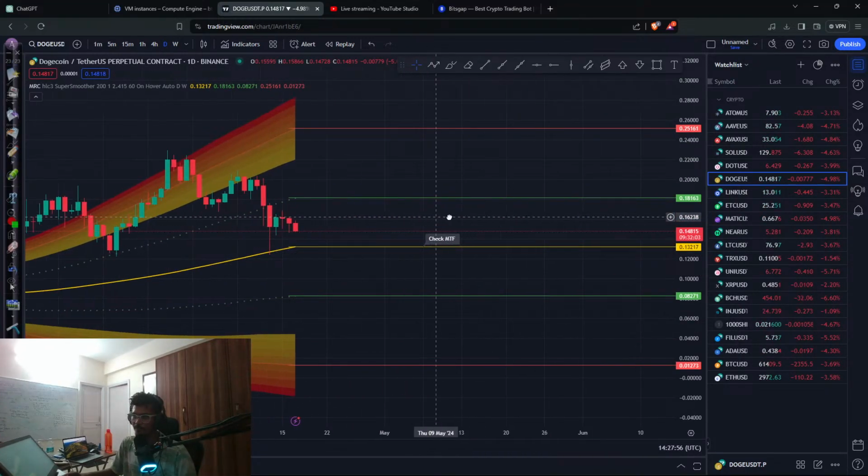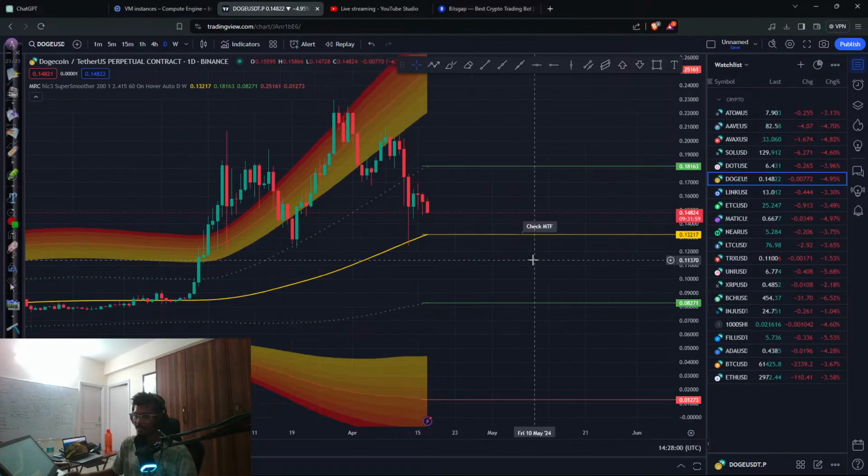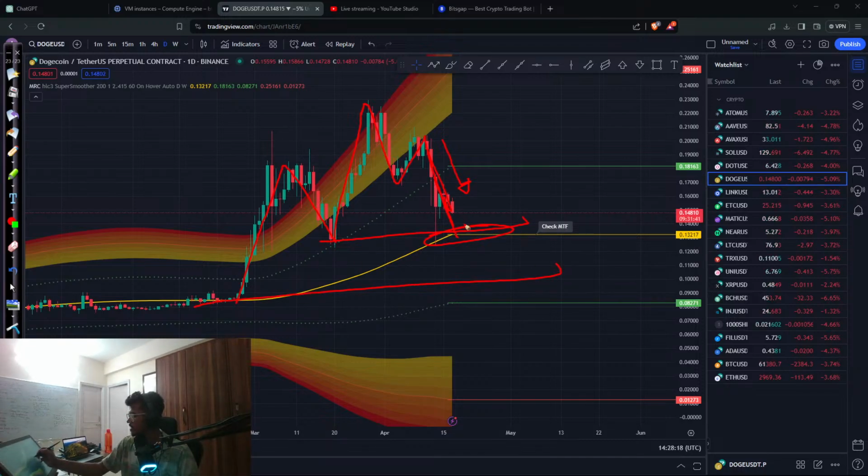See, in the higher time frame, the one day chart, take it the way you understand a head and shoulders pattern. We are in this last leg around here. So we'll probably go till here, and that's where the liquidity is.